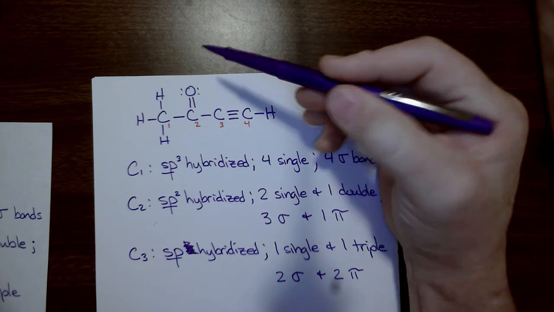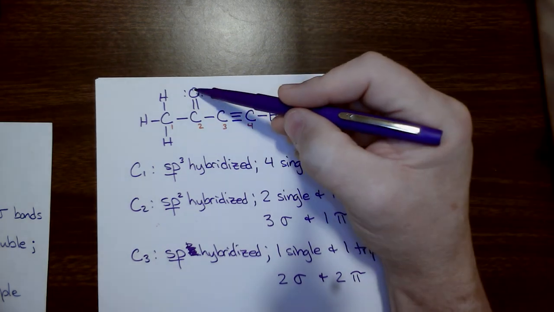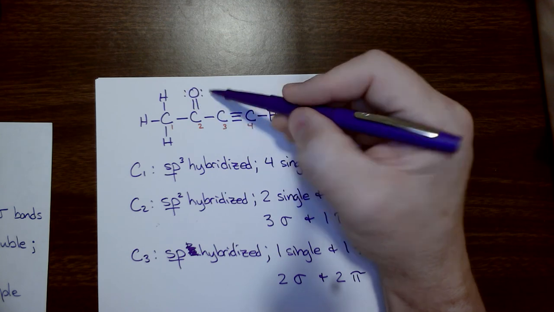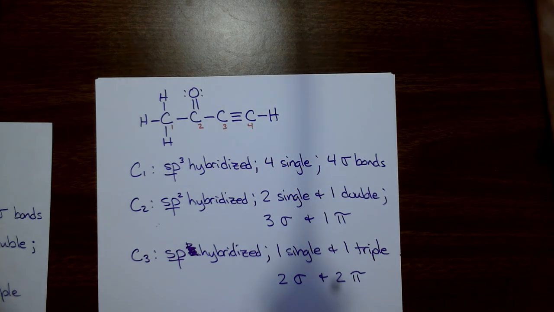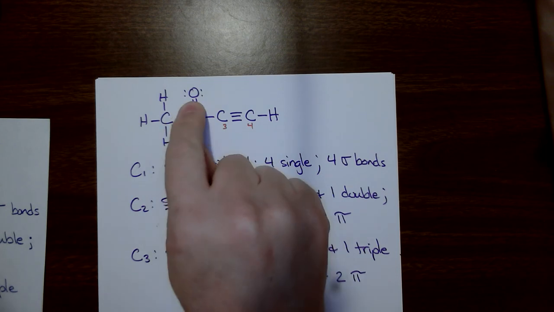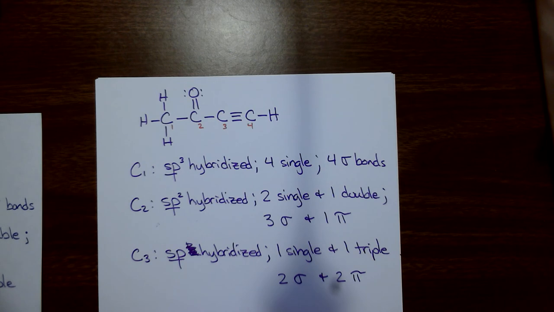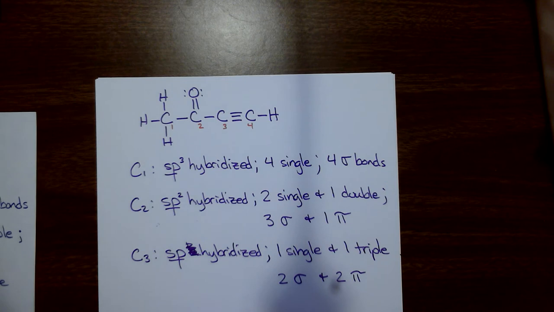Also, if I wanted to go even further, we can say that this oxygen is sp3 hybridized also because it's got 3 electron domains. Sorry, 3 electron domains. But right now, let's just stick with the carbons. So that is how sigma and pi bonds are used to make single, double, and triple bonds. And so that's sigma and pi bonds. And we'll see you next time.